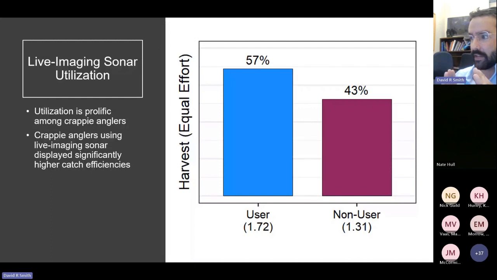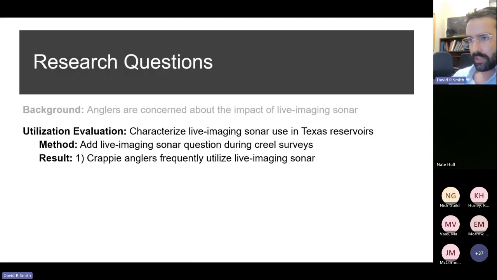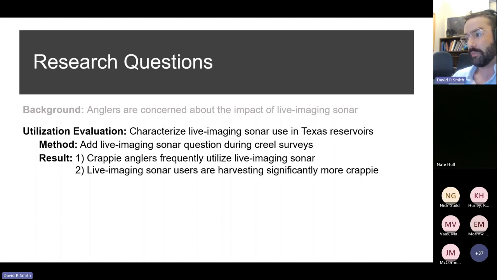Ultimately, we want to do a side-by-side comparison of users and non-users. So we took those harvest rates and multiplied them by an equal scaling factor to ultimately give us a proportional harvest when comparing users and non-users. We then used this estimate later on in our age-structured models when we assessed what potential effects on exploitation might look like. So the results of our creel survey show that crappie anglers in Texas frequently utilize live imaging sonar, and the anglers that are using live imaging sonar are harvesting crappie at significantly higher rates than the non-users.